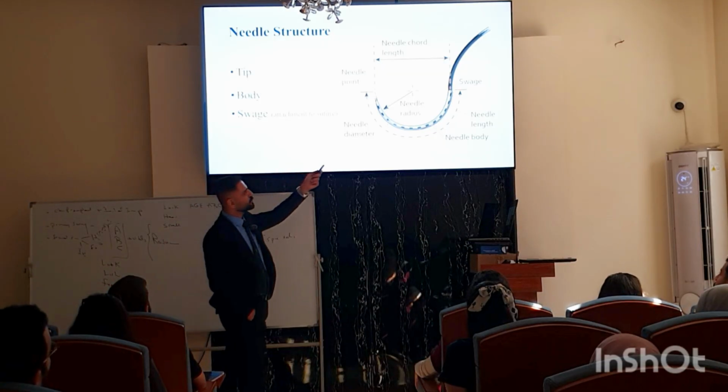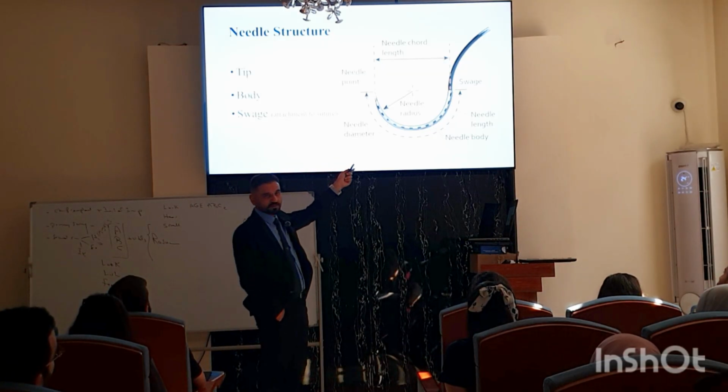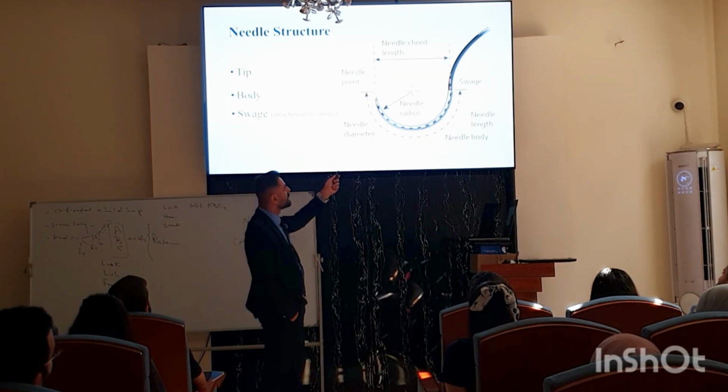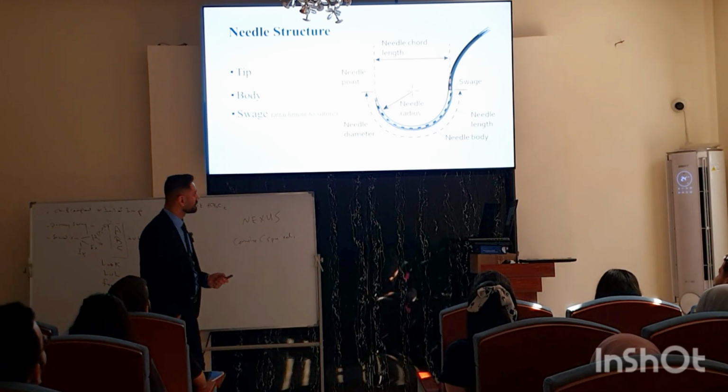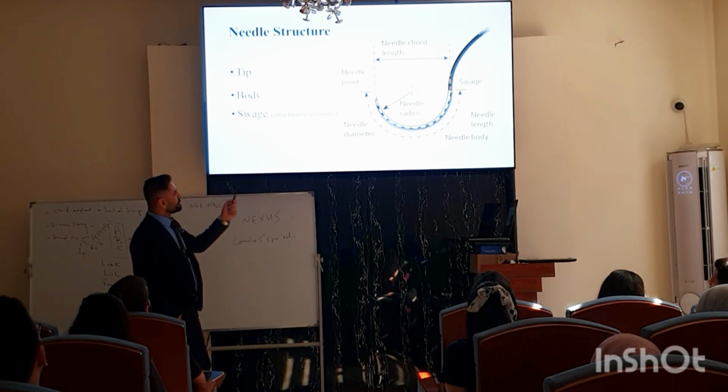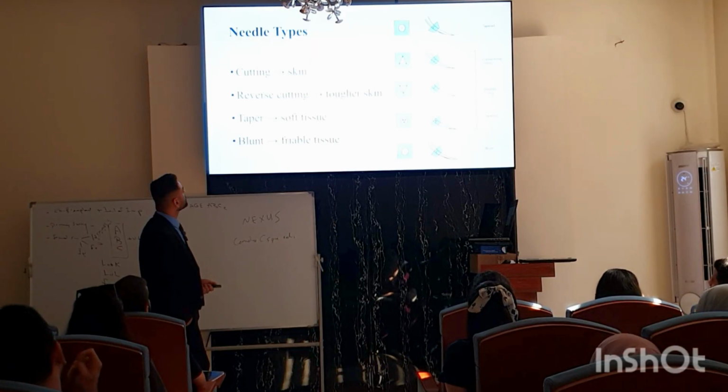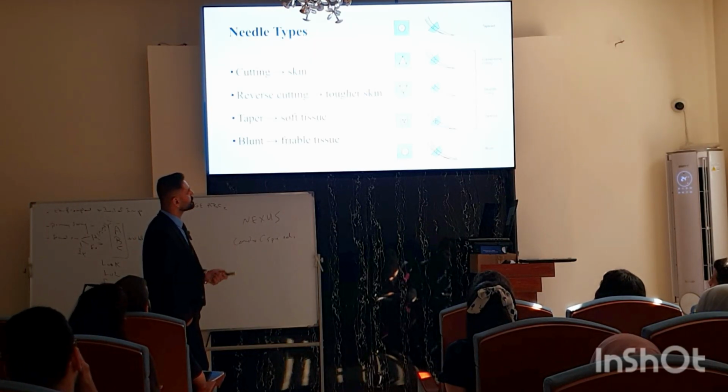And also we have the swage, which is the connection between the thread, the suture, and the needle, and then we reach the already known suture. Okay. The first thing is the tip. This is a slide regarding the needle types.